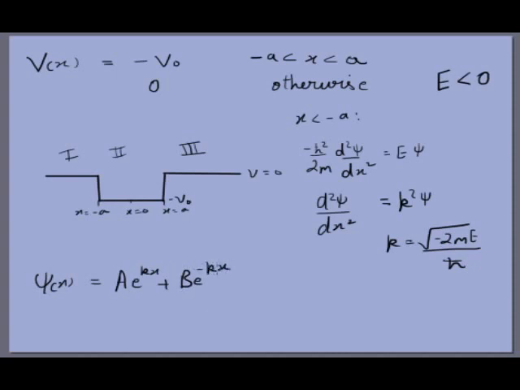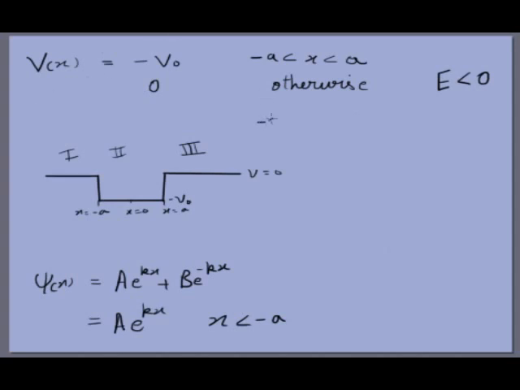But once again, as x goes to minus infinity, we need the wave function not to blow up, and so the second term has to be 0 because otherwise it will go to infinity. So this turns out to be A e to the power kx for x less than minus a. Then let's look at the second region.